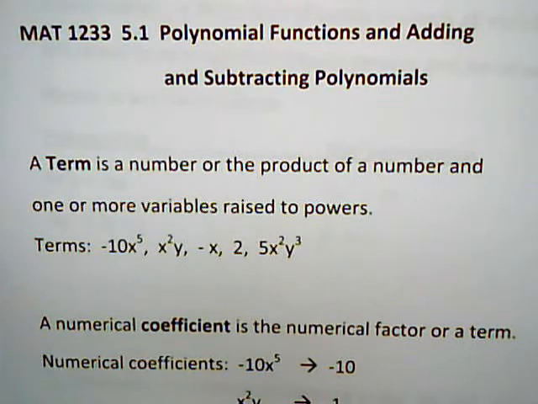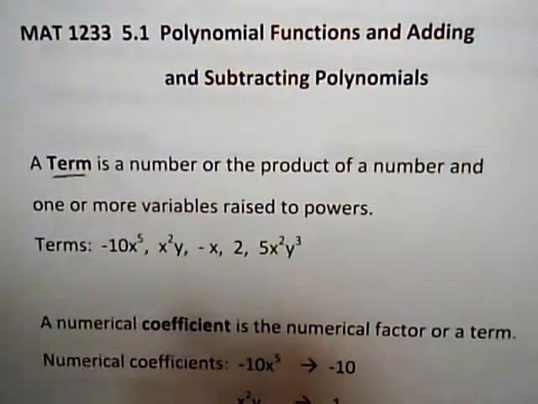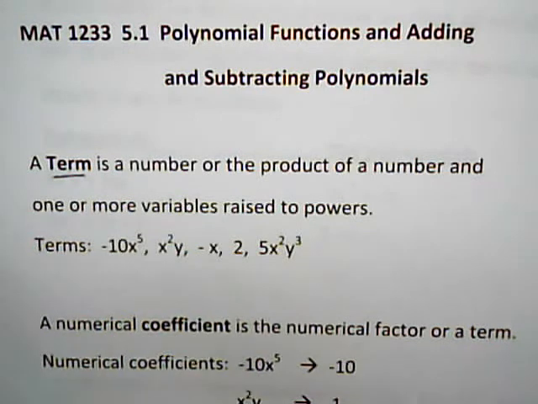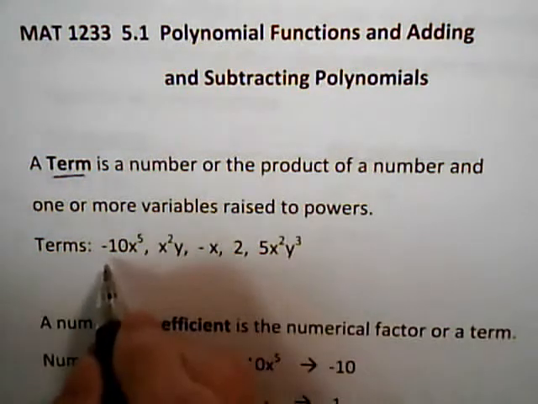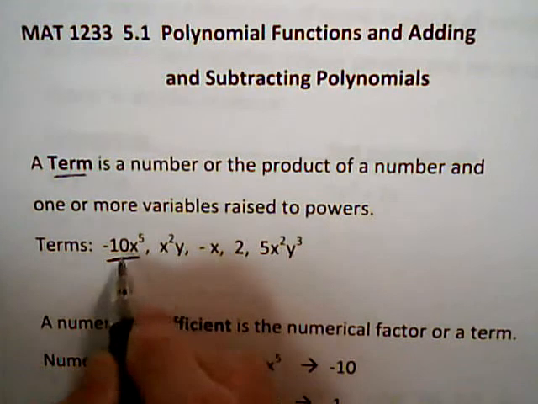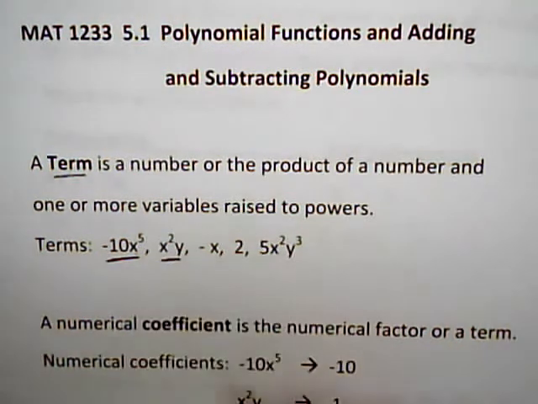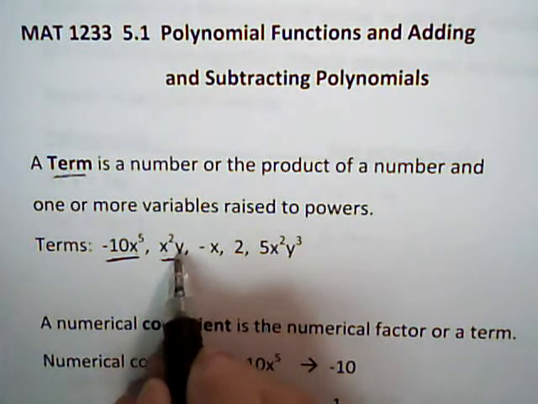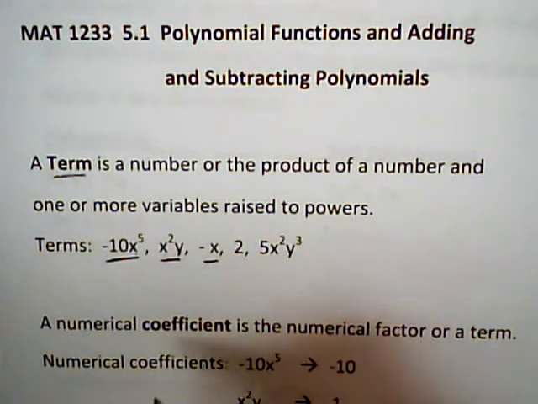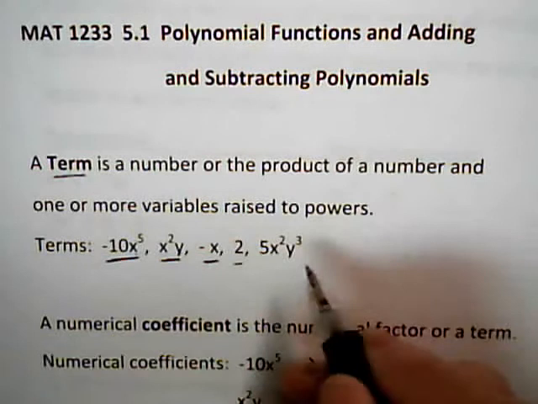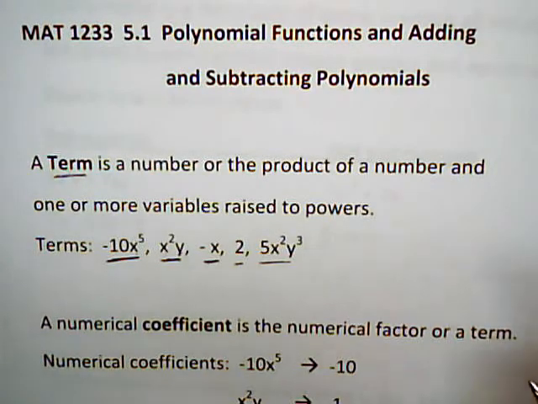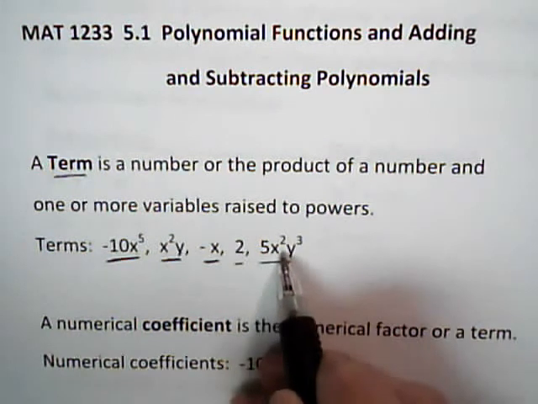First, let's look at some terms, some definitions. A term is a number or a product, meaning a multiplication, of a number and one or more variables raised to a power. Now remember, it's either a number or a product of a number and a variable. So if we look at negative 10x to the fifth, that's a number multiplied by a variable. That's a term. X squared y, that's one term because it's a product of variables. Negative x, that's a variable. 2, that's a number. 5x squared y cubed, that is a product of numbers and variables.